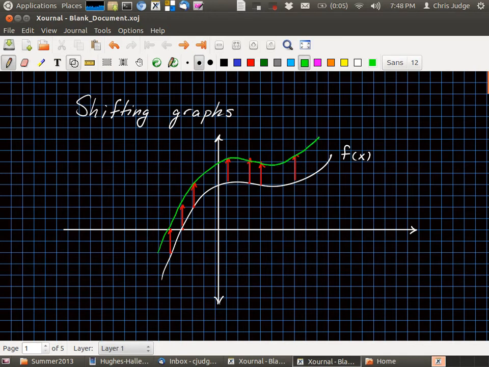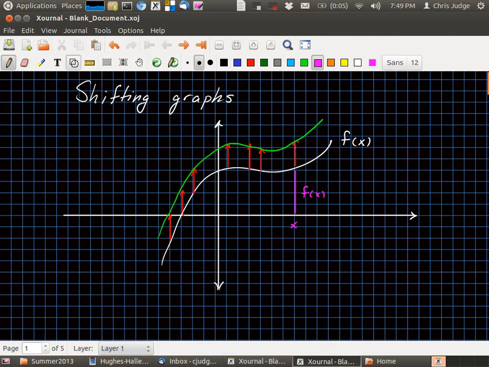Now what does the new function look like? Well, every value of f of x, so here's the height. That height is f of x if this is the particular x we're looking at. And I've just added 2 to that height. So if this height is f of x, the total height from here to here is f of x plus 2. So the new graph is f of x plus 2.